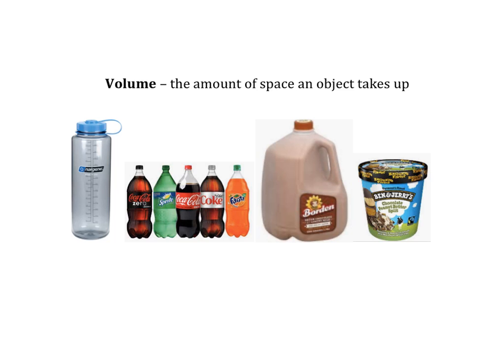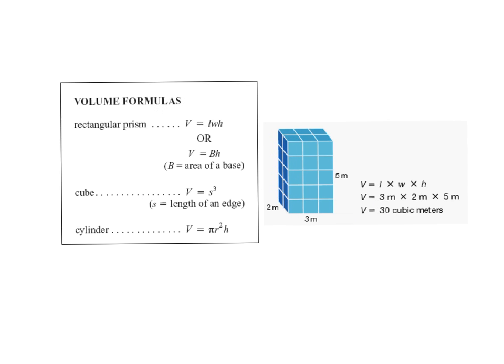Volume is the amount of space an object takes up. We often see measurements on the outside of water bottles and other drink bottles. We buy 2-liter soda bottles, gallons of milk, and pints of ice cream. All of these are different units of volume that we see in our lives. You've seen volume in math class before.